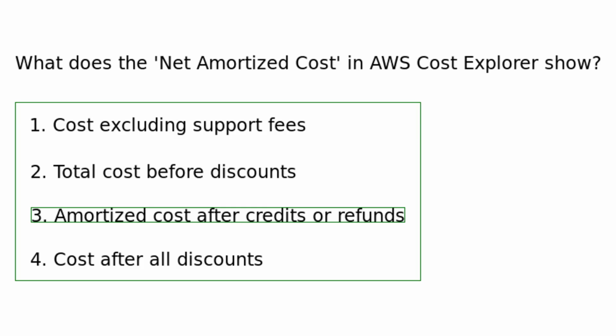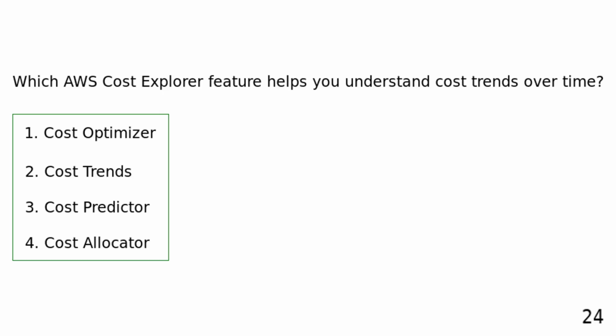Net amortized cost in AWS Cost Explorer is your amortized cost after subtracting any credits, refunds, or other adjustments from your total charges. Which AWS Cost Explorer feature helps you understand cost trends over time? Cost Optimizer, Cost Trends, Cost Predictor, Cost Allocator.